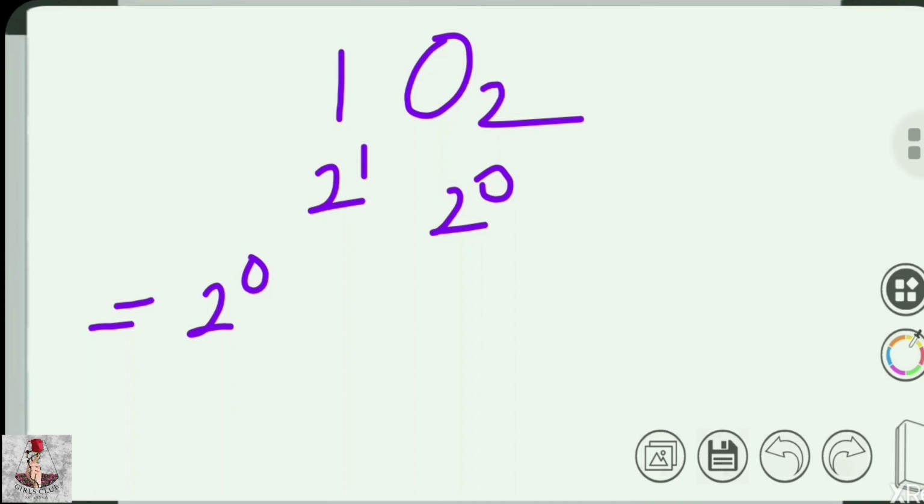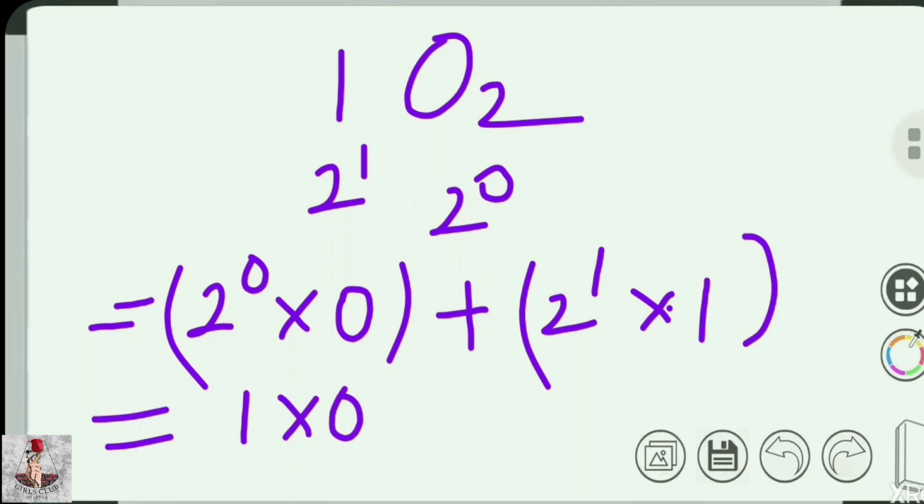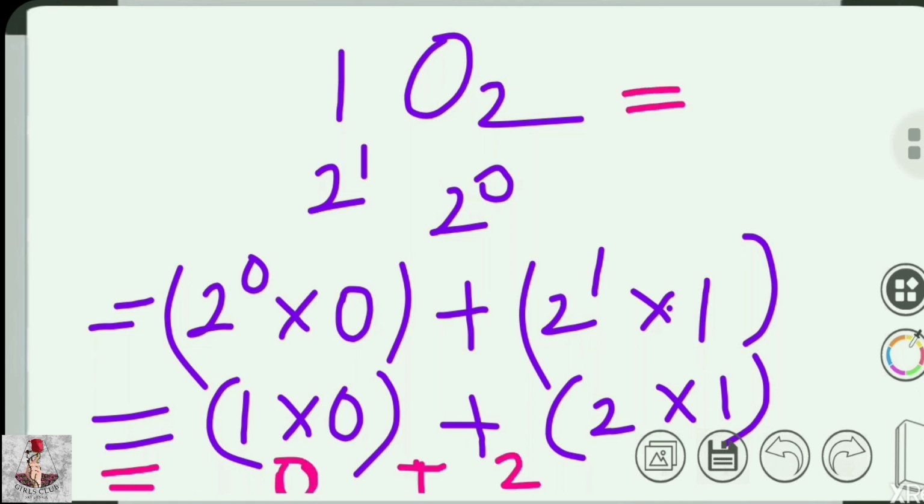So it is 2 to the power 0 into 0 plus 2 to the power 1 into 1. 2 to the power 0 is 1, into 0, plus 2 to the power 1 is 2, into 1. 1 into 0 is 0, plus 2 into 1 is 2. Adding this you get 2. So 1 0 to the base 2 is 2 to the base 10. That is how it works for all the other number systems.